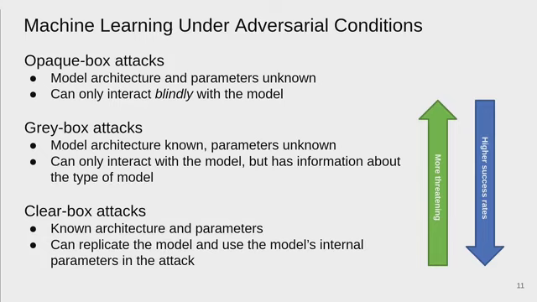And then clear box attacks is where the architecture is known, the parameters are known, and the attacker can replicate the model and use the model's internal parameters for the attack to then target very specific information or very specific data. Questions?